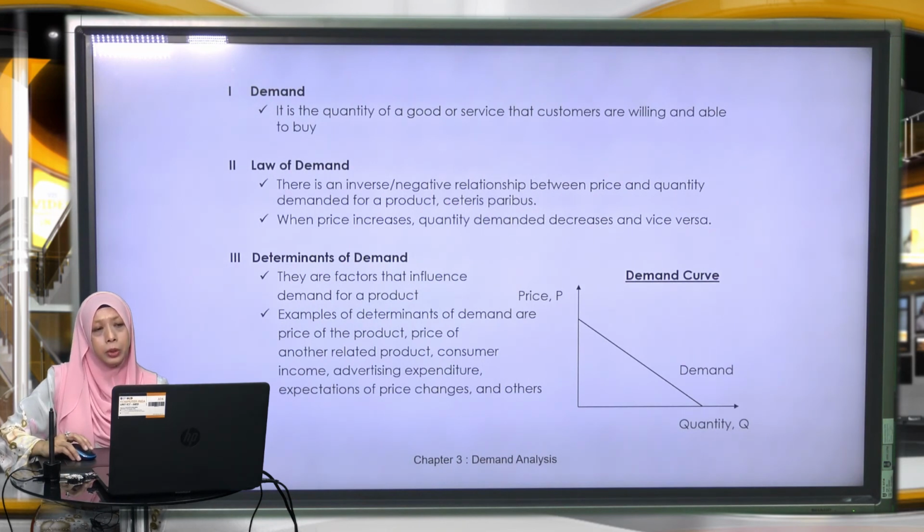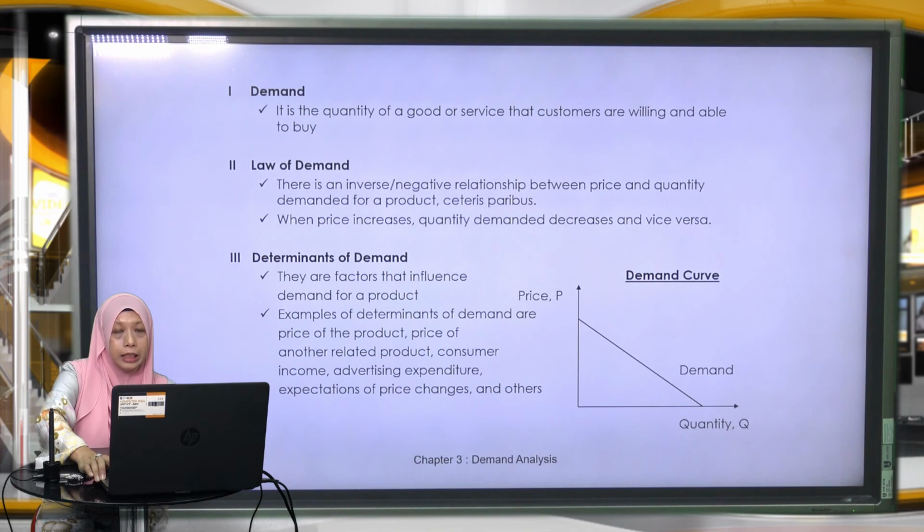So this brings us to the third subtopic, which is determinants of demand. When we talk about determinants of demand, this refers to the factors that influence demand for a product. Apart from the price of the product, there are also other factors, for example, price of related products and income of consumers. We can talk about advertising expenditure, the expectation about future price, and so many other things. So there are so many factors that influence demand.